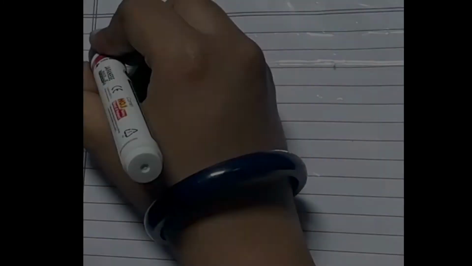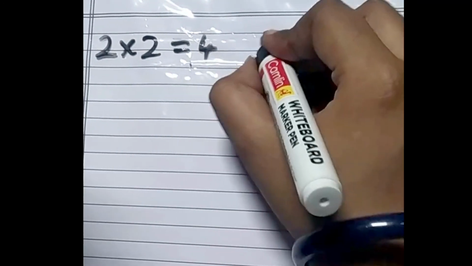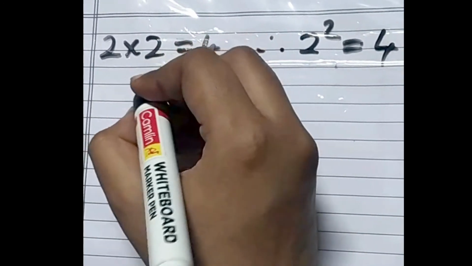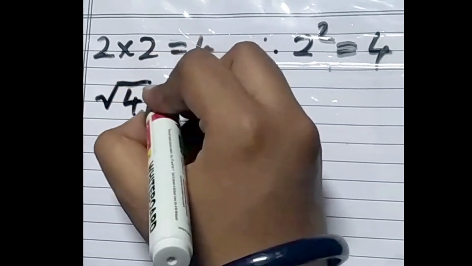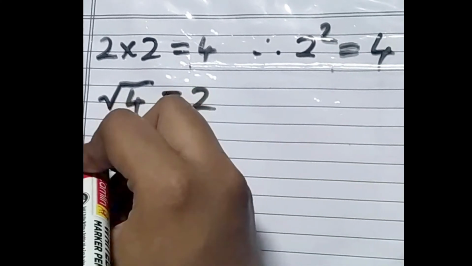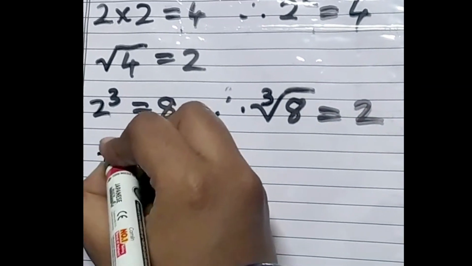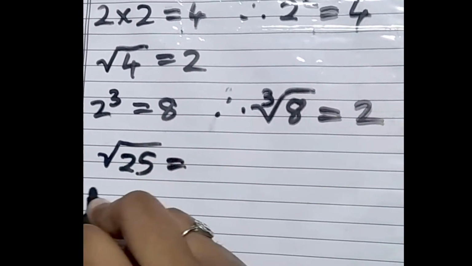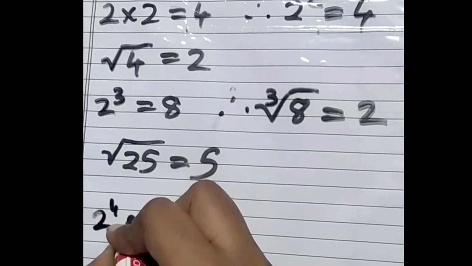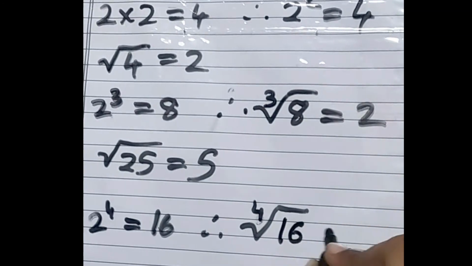Now see here, 2 into 2 equals 4. Therefore 2 square equals 4. This is how we write in index form. Now the square root of 4 is 2. 2 cube is 8. The square root of 25 is 5, since 5 fives are 25. 2 raised to 4 is 16, therefore the 4th root of 16 is 2.